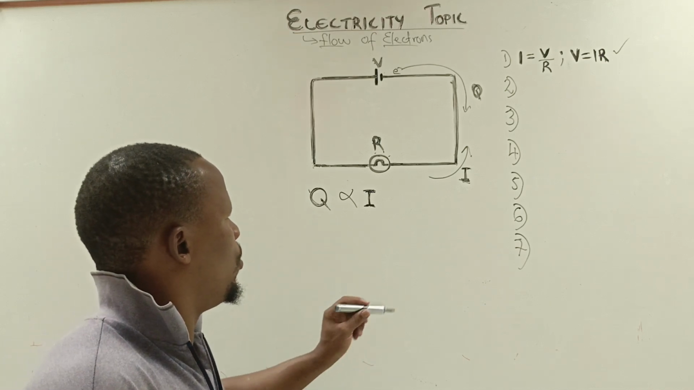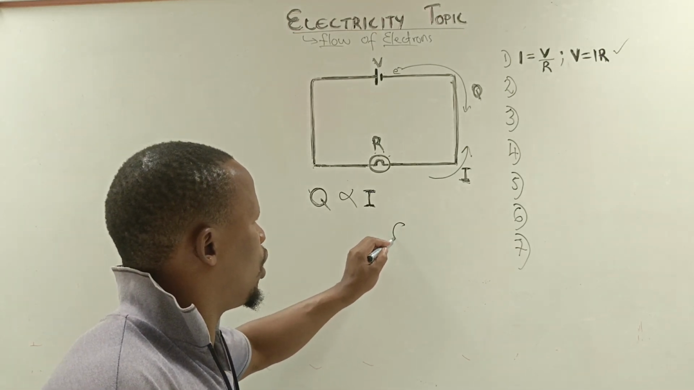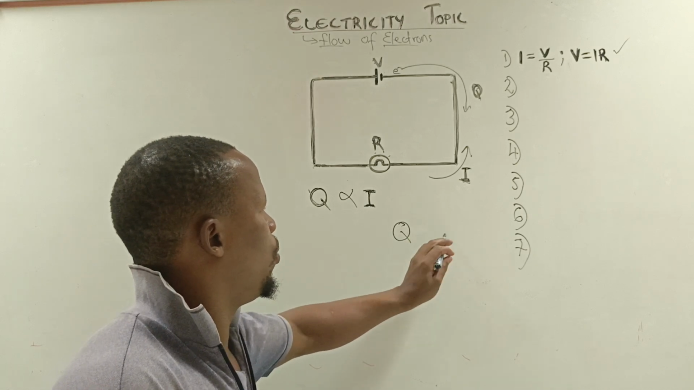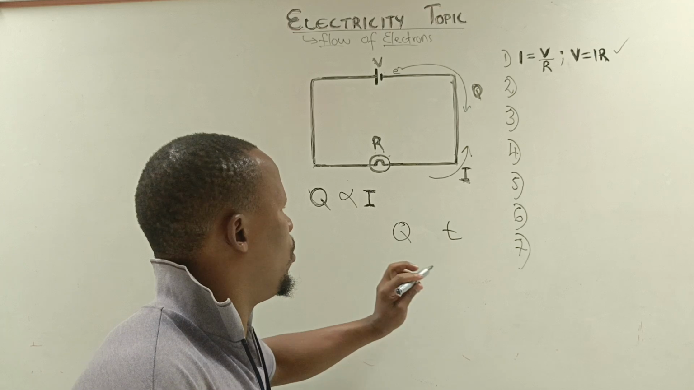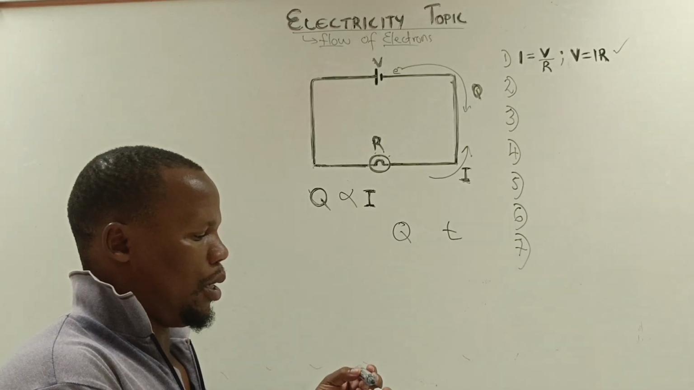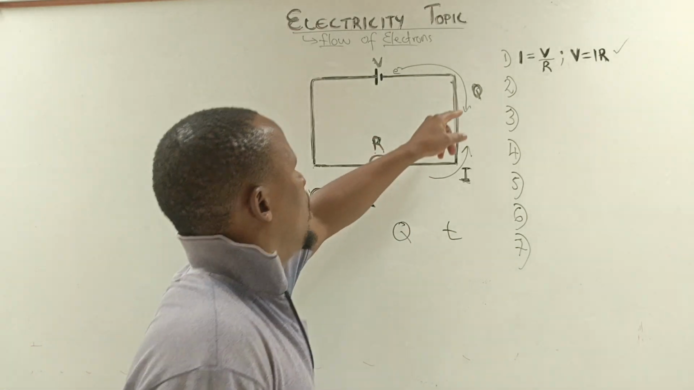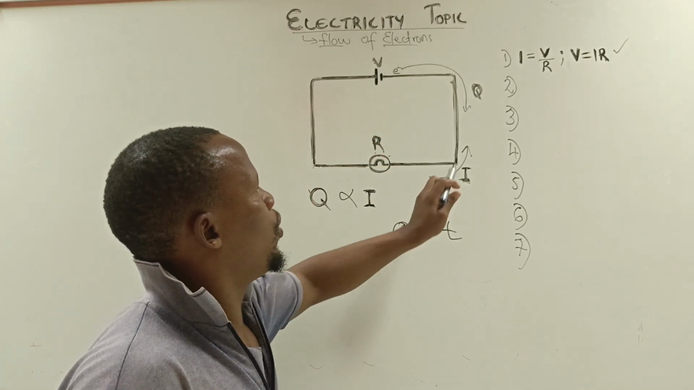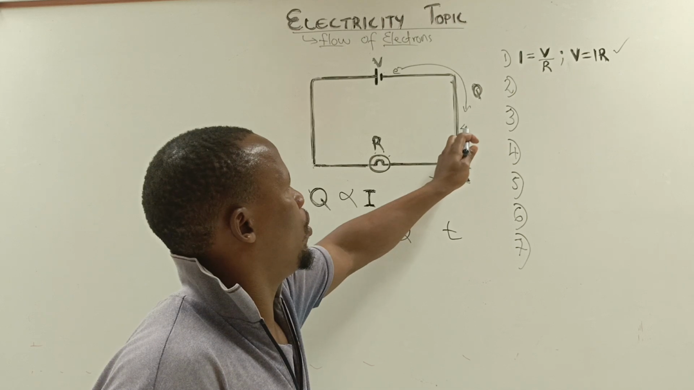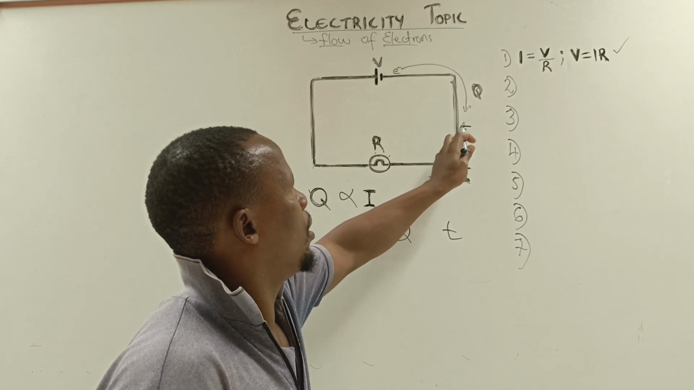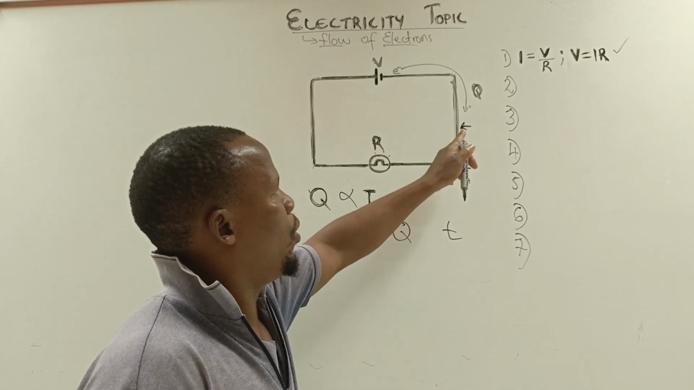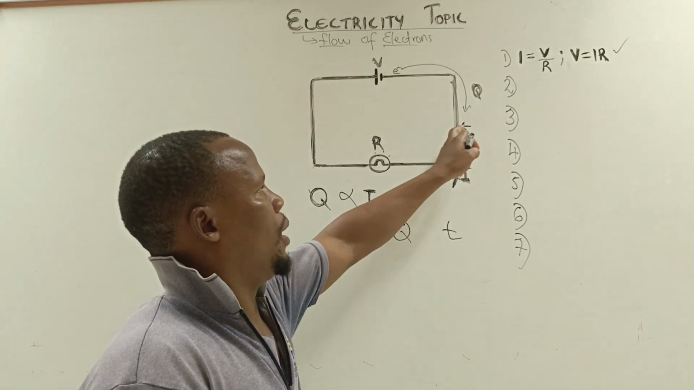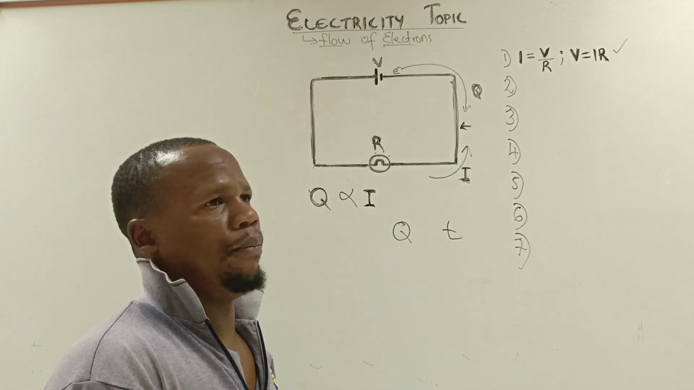Then we go on to compare charge with time. Charge, we are talking about electrons flowing around the circuit. If you're going to sit somewhere here in the circuit, I will go tally marks, counting the electrons passing this particular point.